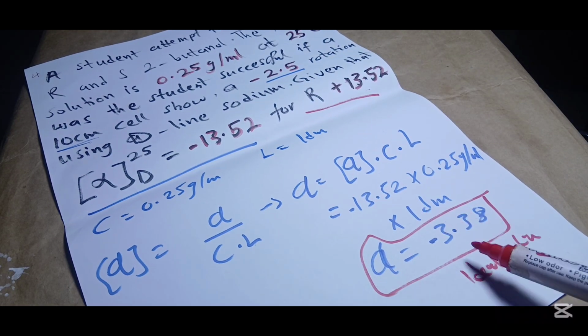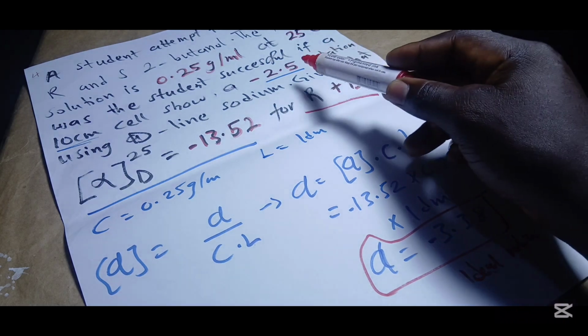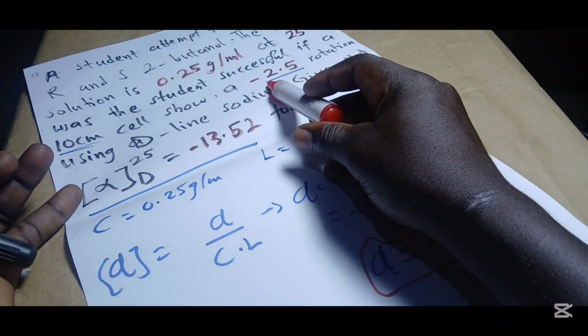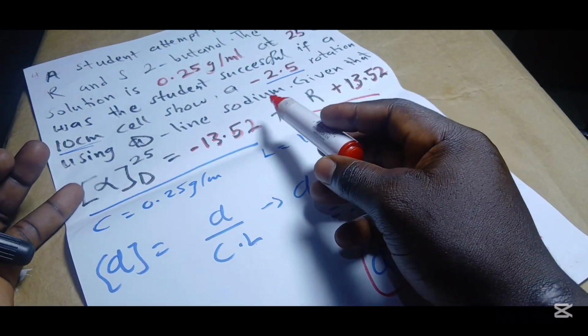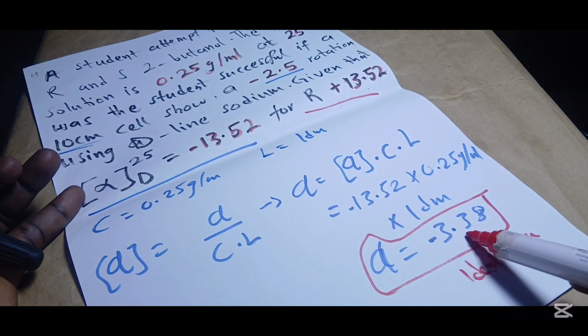And because the ideal observed rotation is different from the student's own, it means that some of the S enantiomers are still in the solution. They were not completely separated. So the student's observed rotation of minus 2.5 does not match this specific rotation, because this should be the observed rotation.